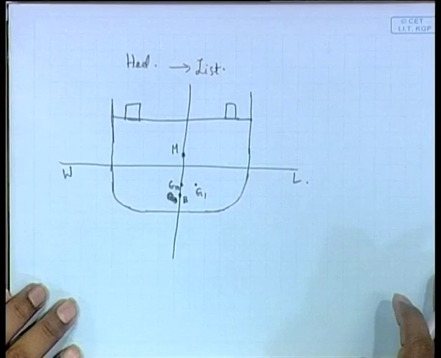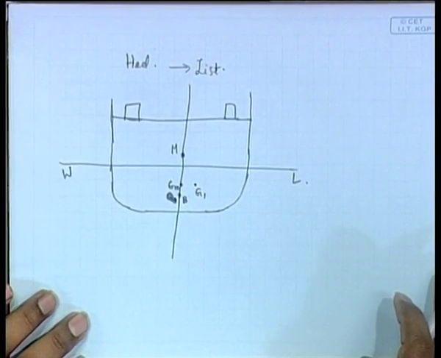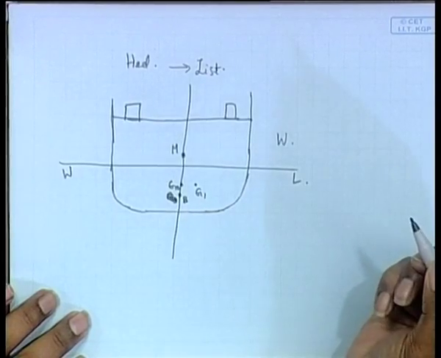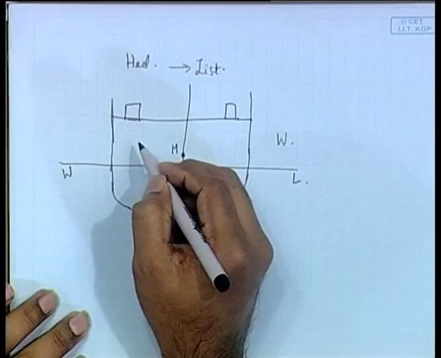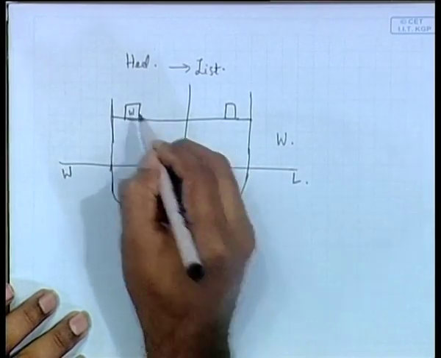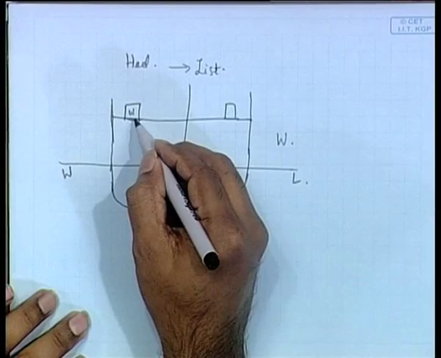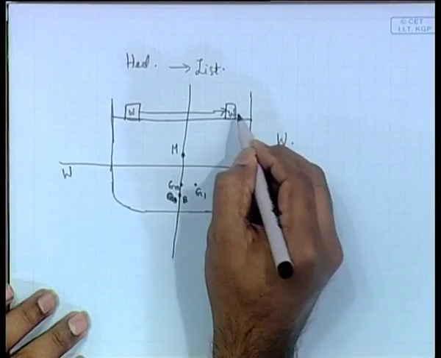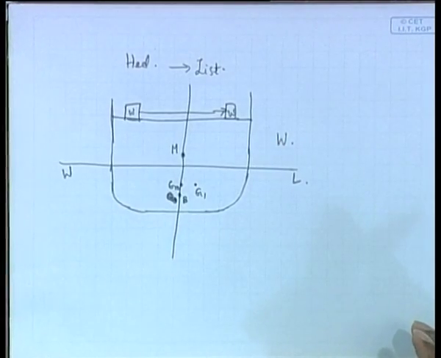Now, the problem in this case is, you are given that the total weight of the ship is capital W, and let us suppose that there is a small weight on the ship, small w, that is displaced from this point initially, from here it is displaced to this point. W is shifted to this point.